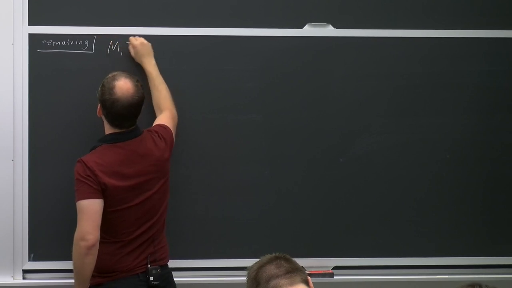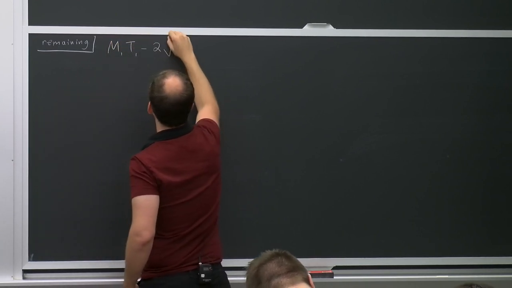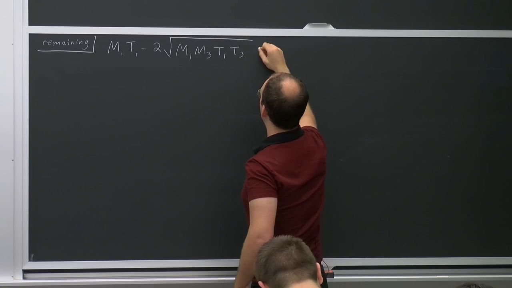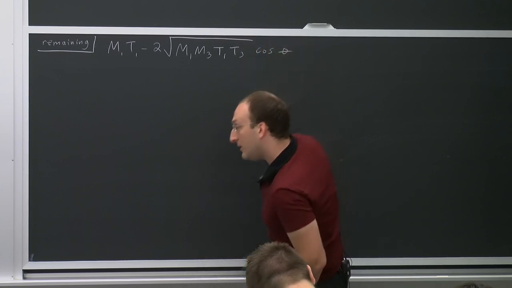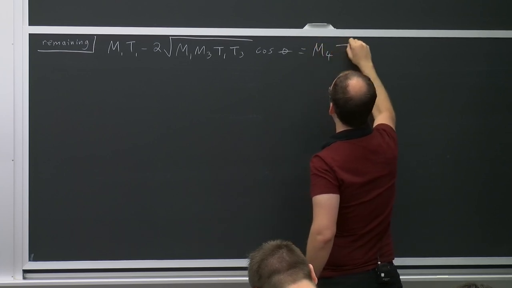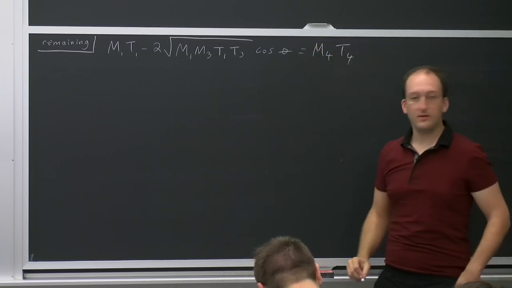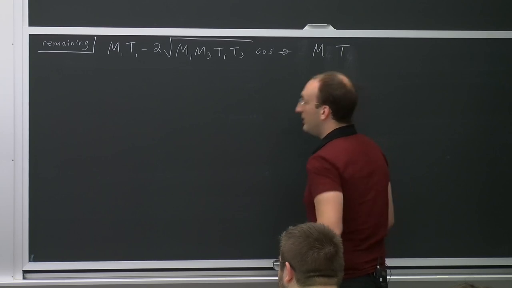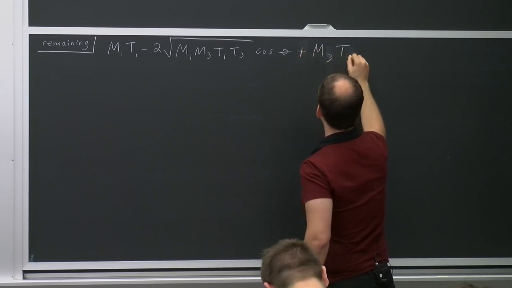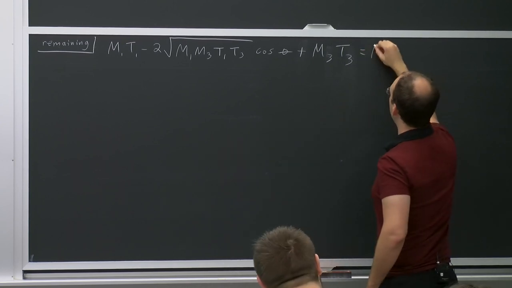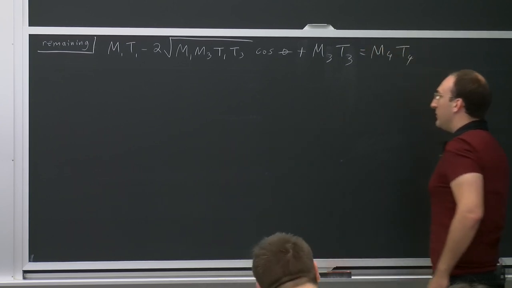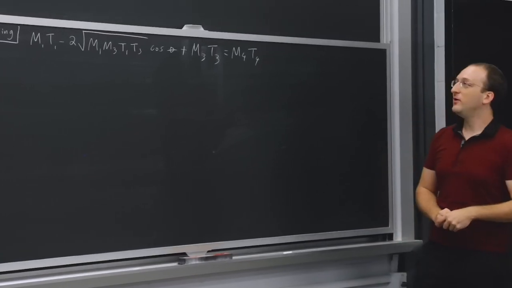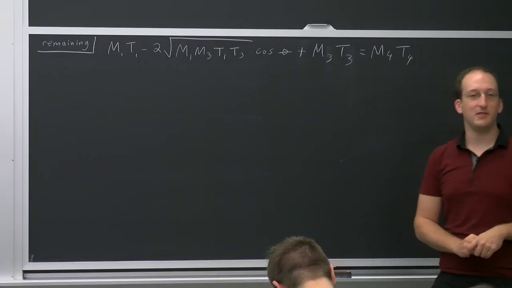So we have m1 t1 minus 2 root m1 m3 cosine theta equals m4 t4. Quite a bit simpler. Did I miss a term? M3 t4. Ah, thank you. You're right. And we had a plus m3 t3, yeah, that would be important, thank you, equals m4 t4. So we now have a relation between the masses, the energies, and one angle, which is getting a lot better. We still have one more variable than we can deal with.